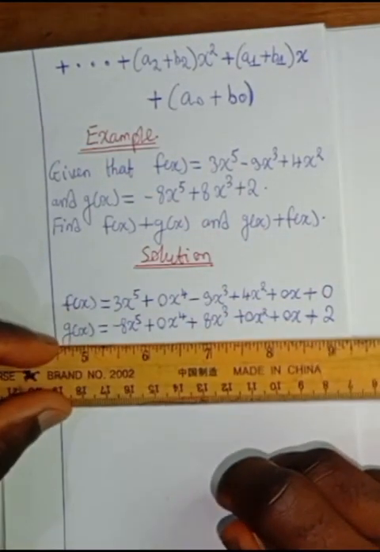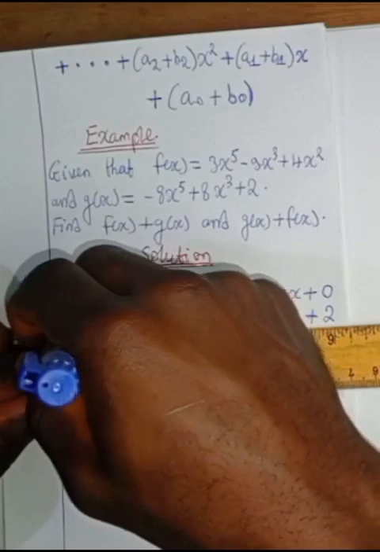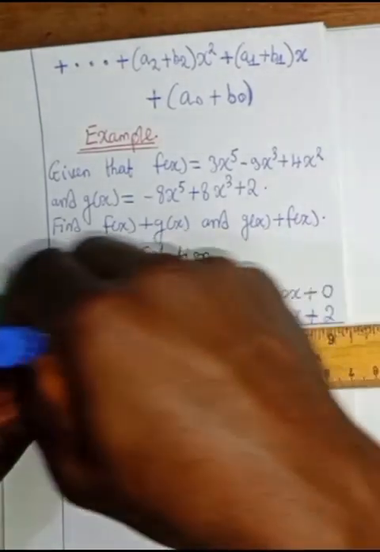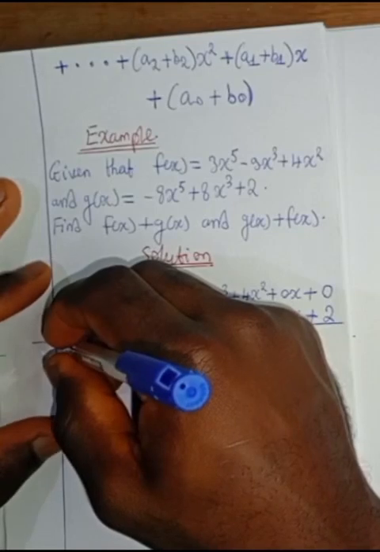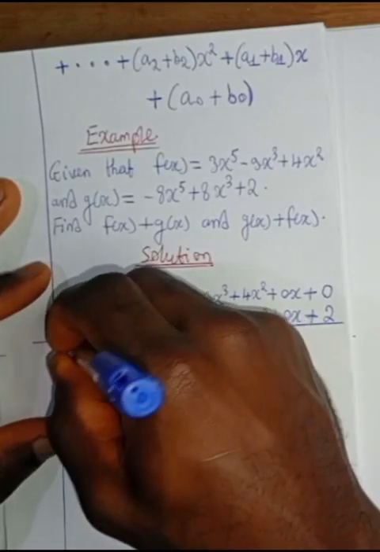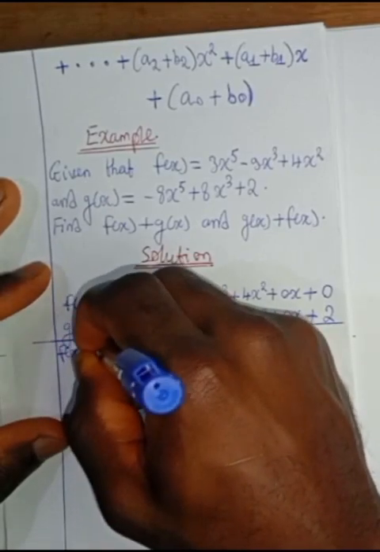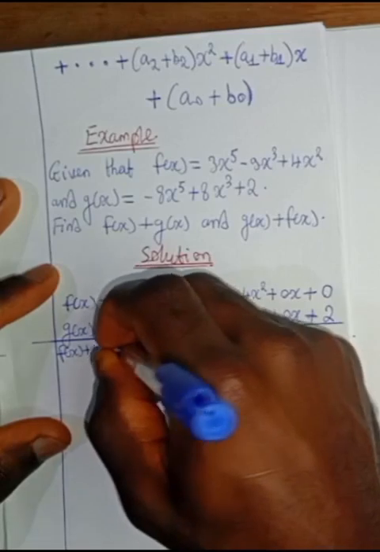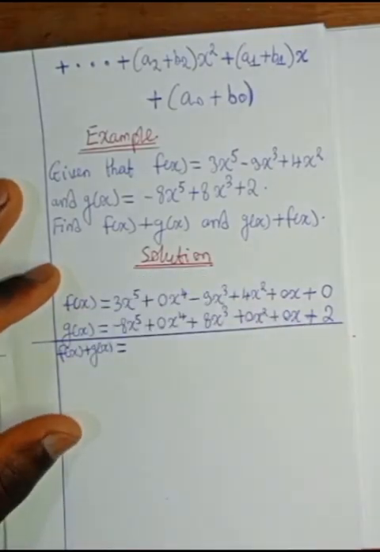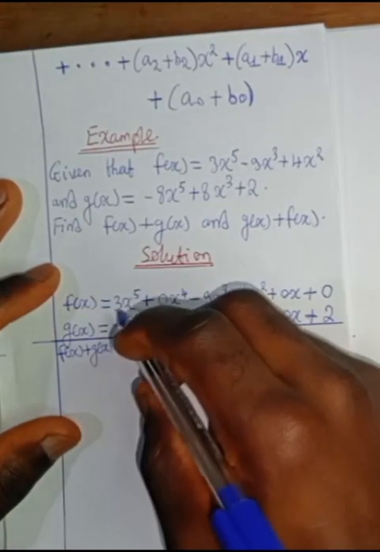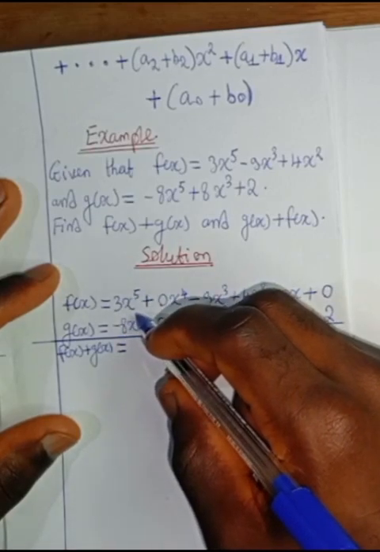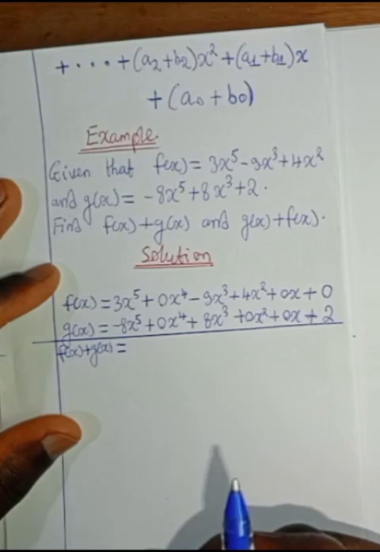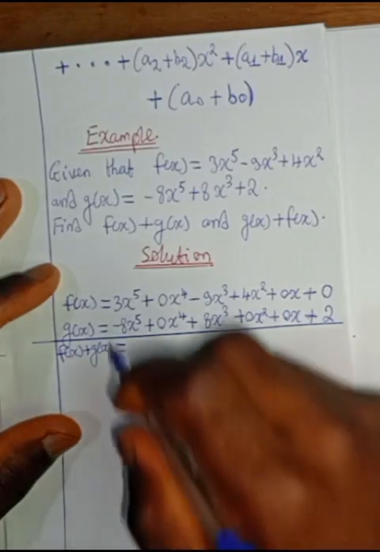Then we draw our line. We have to find f of x plus g of x. So this will simply be equal to, we are going to add the like terms. You will see that the terms are vertically aligned, and all the terms on any vertical alignment are like terms. You can see them.